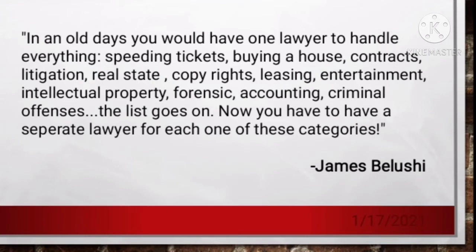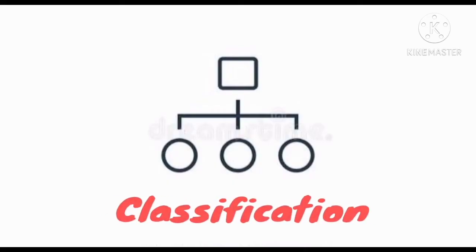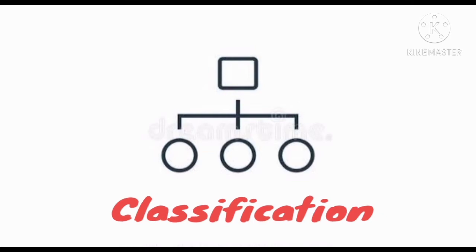James Belushi said, "In the old days, you would have one lawyer to handle everything: speeding tickets, buying a house, contracts, litigation, real estate, copyrights, leasing, entertainment, intellectual property, forensic, accounting, criminal offenses. The list goes on. Now you have to have a separate lawyer for each one of these categories." We usually classify things in our daily lives all the time.